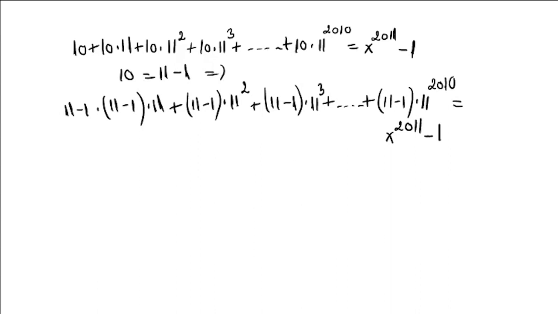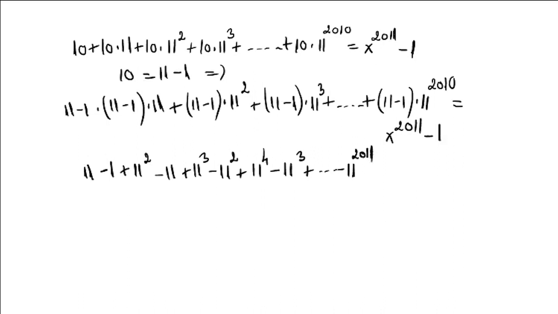This algebraic equality is equivalent to 11 minus 1 plus 11 to the second power minus 11 plus 11 to the third power minus 11 to the second power plus 11 to the fourth power minus 11 to the third power plus, and so on until we have 11 to the power of 2011 minus 11 to the power of 2010, equals x to the power of 2011 minus 1. Now, how can we find the range of possible values for x?